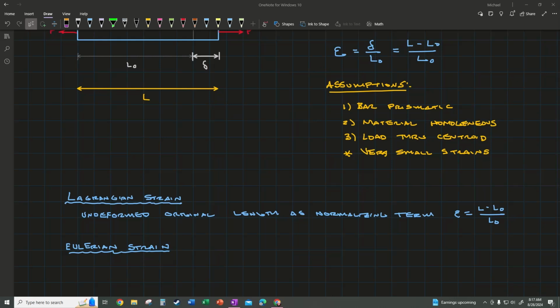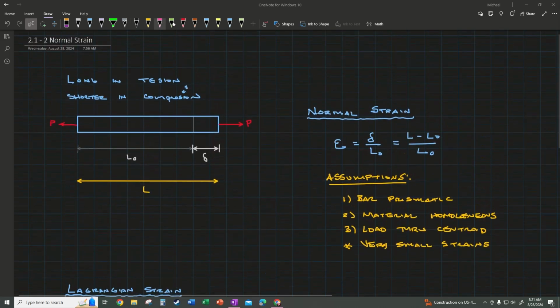We can juxtapose this with Eulerian strain, which uses the final length as a normalizing term. So we have our final length, which we're calling L. Lagrangian strain we use in classical mechanics when dealing with solid objects, looking at strain relative to its original condition, whereas Eulerian strain is used often in fluid dynamics, in things like control systems. So, another type of strain.